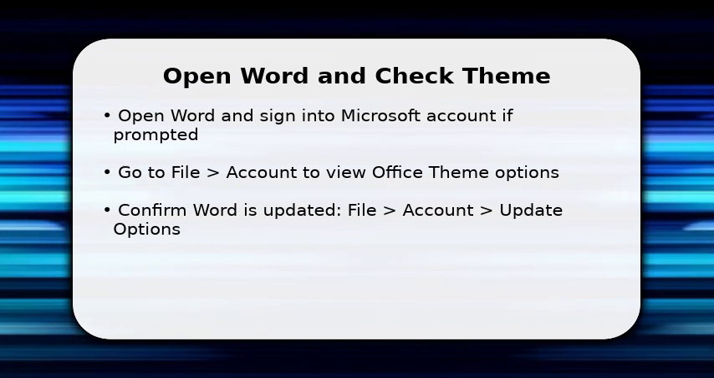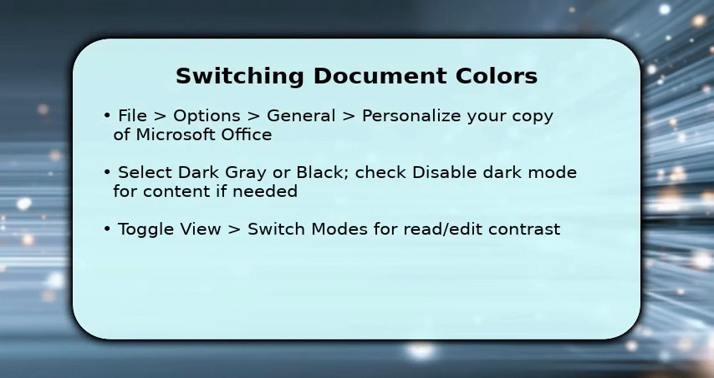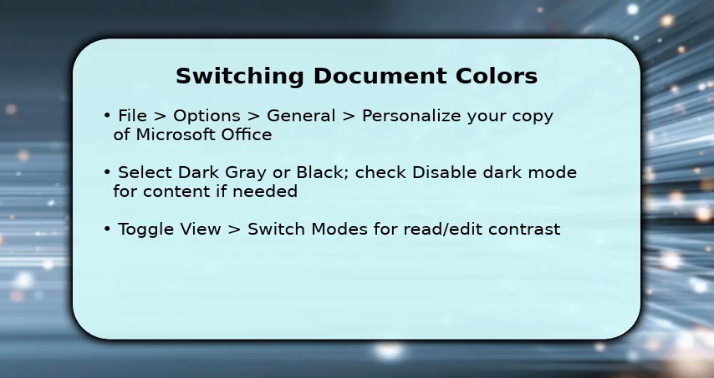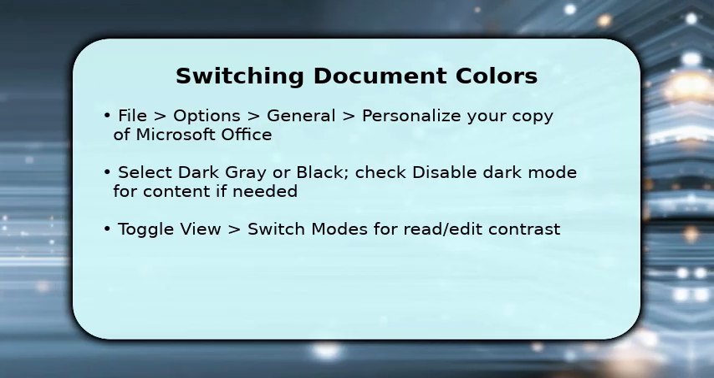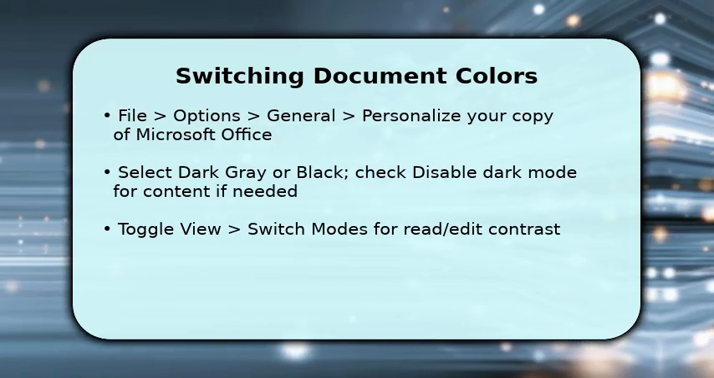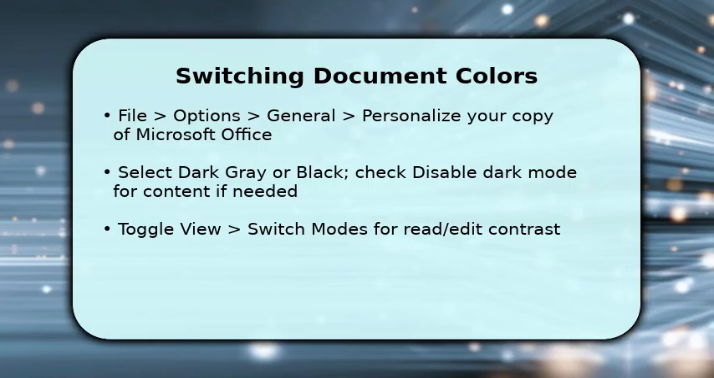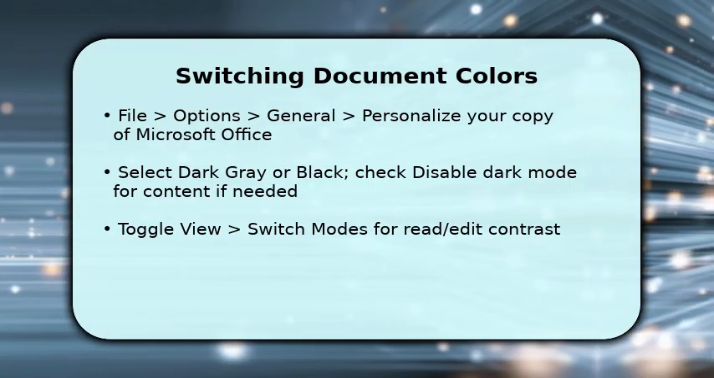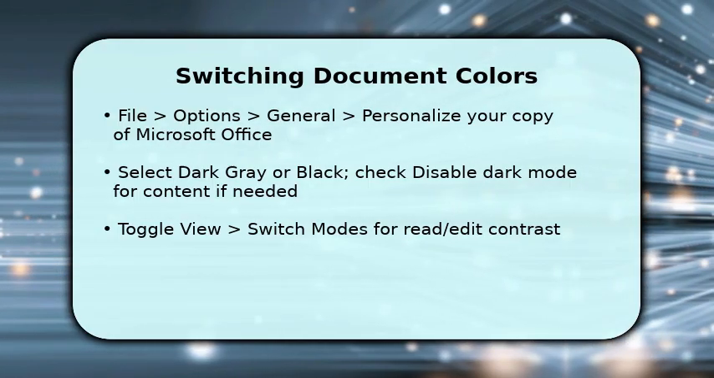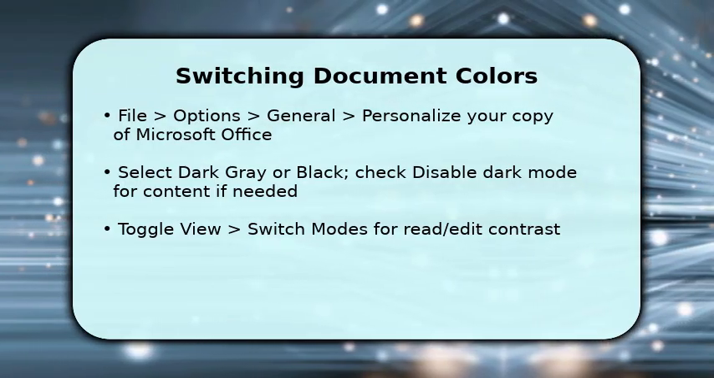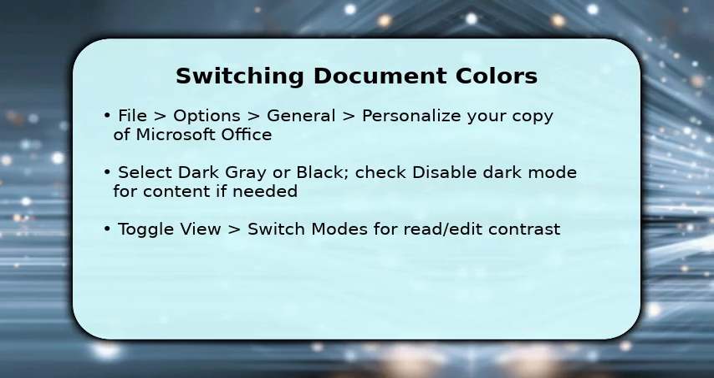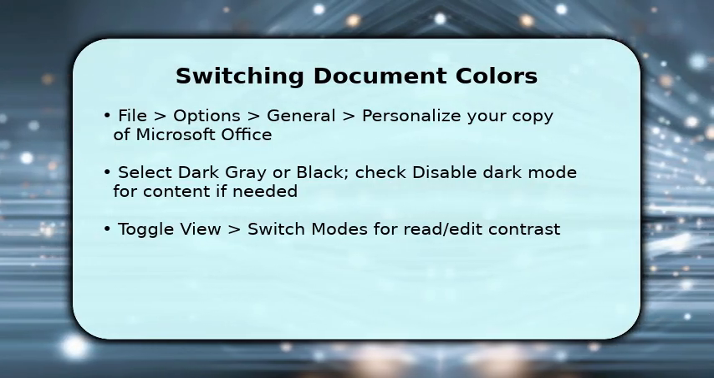Go to File, Options, General, then Personalize and pick dark gray or black to alter UI and page canvas. If text appears reversed, use Disable Dark Mode for content to keep page white while UI is dark. Once done, experiment with view options, read mode versus print layout, to see contrast differences. This step balances readability and eye comfort, because Office separates interface theming from actual document colors.